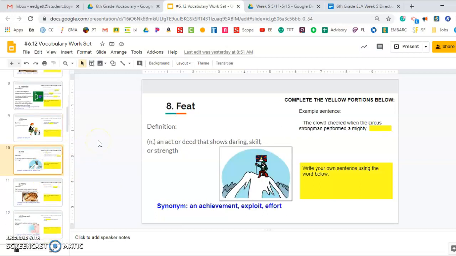Number 8, a feat. Feat is a noun. We're not talking about our feet, like our 2 body parts. This is F-E-A-T. A feat is an act or a deed that shows daring, skill, or strength. So you can think of it as a big achievement. So this guy who climbed to the top of this mountain accomplished a great feat, or an achievement. The crowd cheered when the circus strong man performed a mighty feat. So again, it's just an action or an act that was very daring.